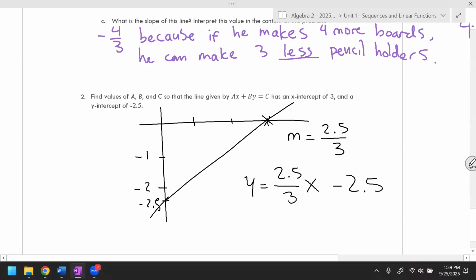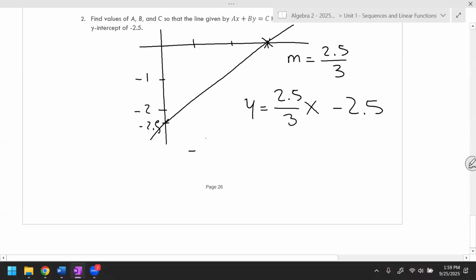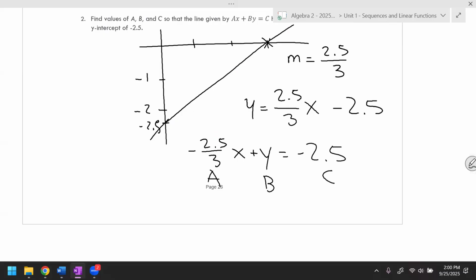Oh, sheesh. How can I deal with this? Then what is my x, y, and z? Well, I could just subtract this from both sides and get negative 2.5 over 3x plus y equals negative 2.5. So that's A, that's B, that's C. But maybe it's because you wanted integers. Did you want integers?